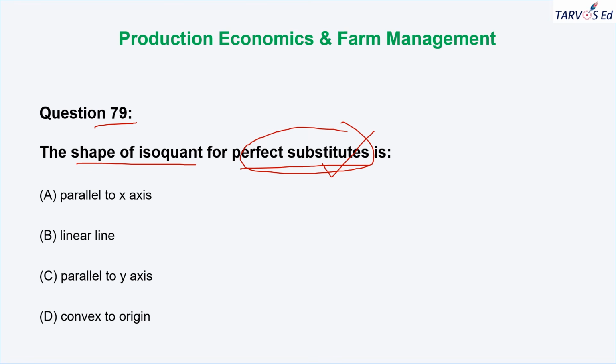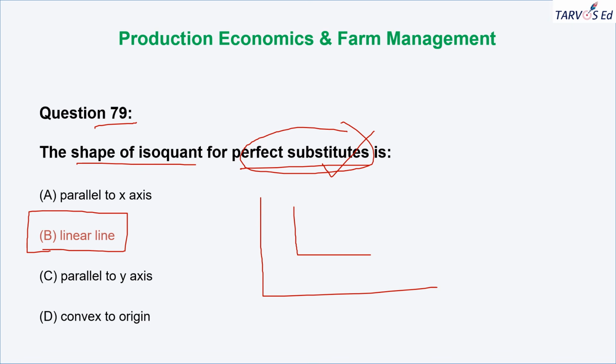The answer is linear line. The isoquant of perfect substitutes is a linear line. For perfect complements, the isoquant will be L shaped. So for perfect substitutes, it is a linear straight line, and for perfect complements, it is L shaped. Remember this, both are very important.